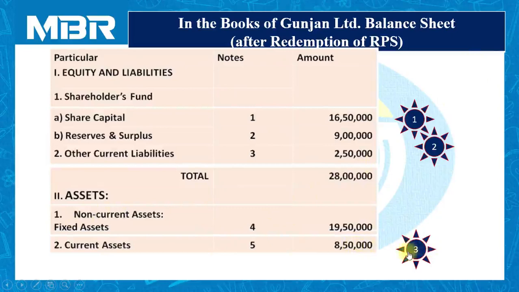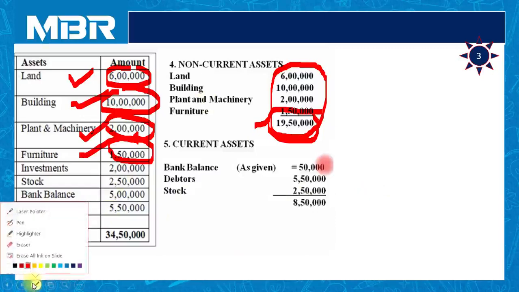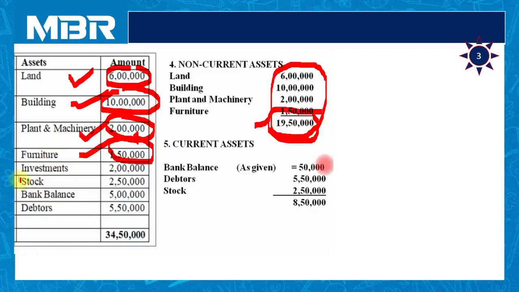Now number 5, the most important item. It is all about calculation of current asset. Let us move to the analysis of the items given to us. Investment, we need not insert investment anywhere because we have already sold our investment at the time of RPS. If you insert investment even after selling, it's wrong. So investments are not part of our balance sheet for next year, after the redemption of RPS.